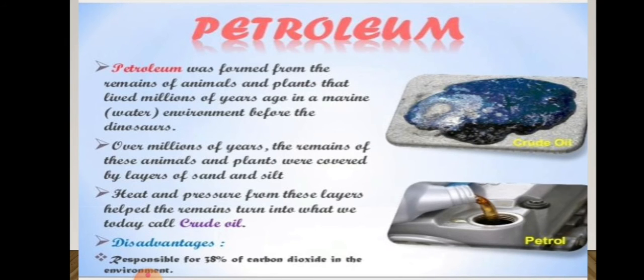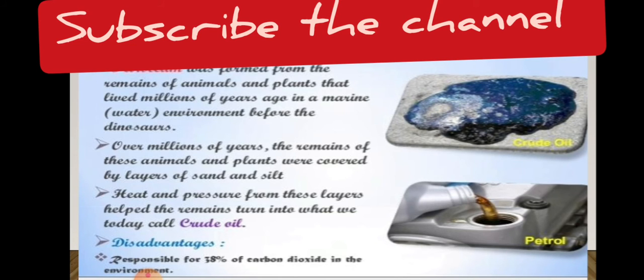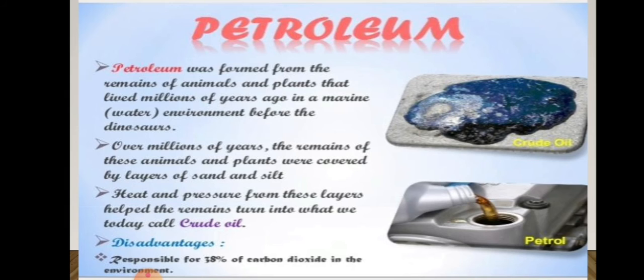Next is petroleum. Petroleum was formed from the remains of animals and plants that lived millions of years ago in the marine environment, before the dinosaurs. Over millions of years, the remains of these animals and plants were covered by layers of sand and silt. Heat and pressure from these layers help the remains turn into what we today call crude oil. Disadvantage: it is responsible for 38% of carbon dioxide in the environment.